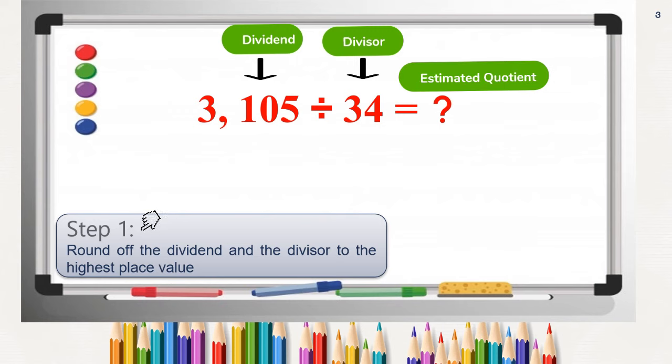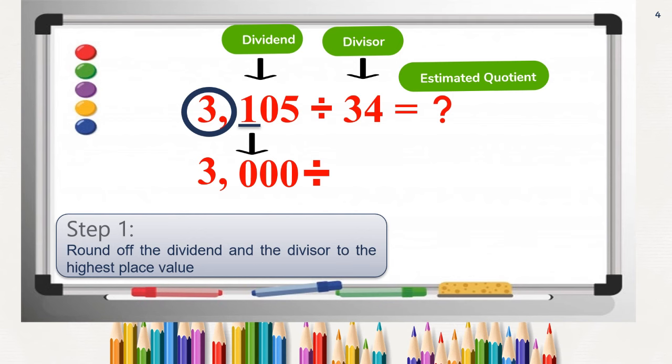Step 1 is to round off the dividend and the divisor to the highest place value. 3 is the highest place value in the dividend. To round it off, check the digit to the right of 3. If it is less than 5, or 0 to 4, the digit will remain the same. If it is 5 and above, we will add 1. The digit 1 is less than 5. Therefore, 3 will remain the same, and all the digits to its right will be replaced with 0. 3,105 rounded off to the highest place value is 3,000.